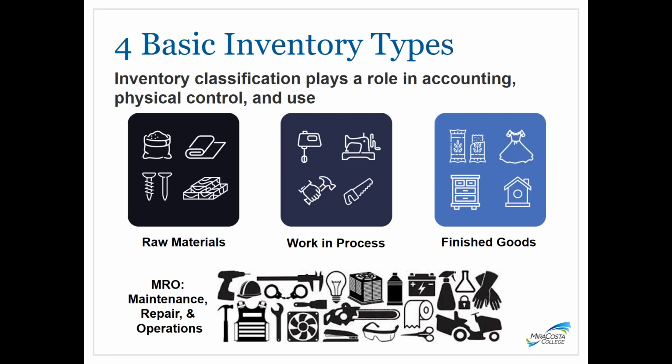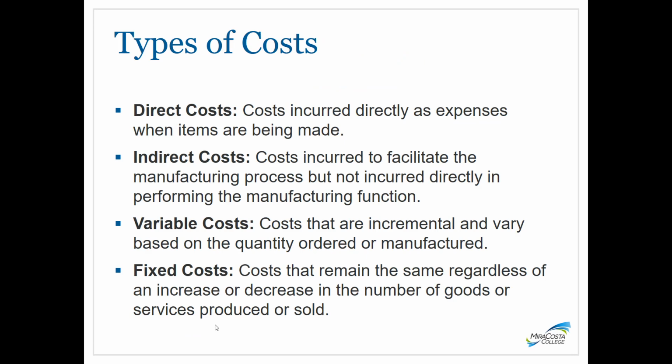The 4 basic types of inventory are raw materials, work in process, finished goods, and maintenance, repair, and operations, often referred to as MRO. Now, before we get into the inventory types, I do want to break down the types of costs that were mentioned in the reading for more clarity. It's helpful to understand the different types of costs in order to plan accordingly.